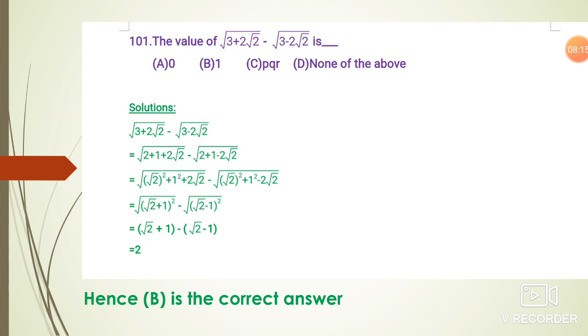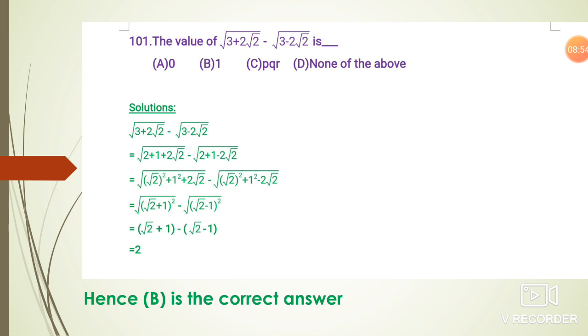Question number 101. You have to find root over 3 plus 2 root 2 minus root over 3 minus 2 root 2. So you have to convert 3 plus 2 root 2 into a perfect square. For making a perfect square, we express 3 as 2 plus 1. Similarly, I do the same in 3 minus 2 root 2. After getting those squares, we will get root over (root 2 plus 1) whole square minus root over (root 2 minus 1) whole square.